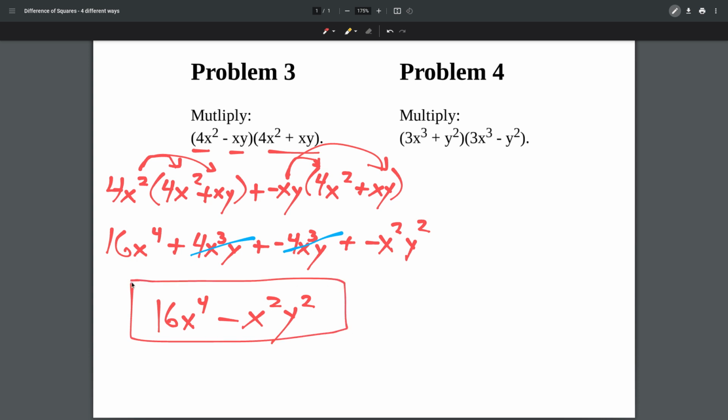Okay. So on to the fourth method. Now you may have noticed in all these different methods that the outer and inner terms, the middle parts, cancel each other out. So the fourth method is to just take the first term here and square it. So in this case, that would be 9x to the sixth power. And then have a minus in between, and then square the second one. So that's going to be y to the fourth.